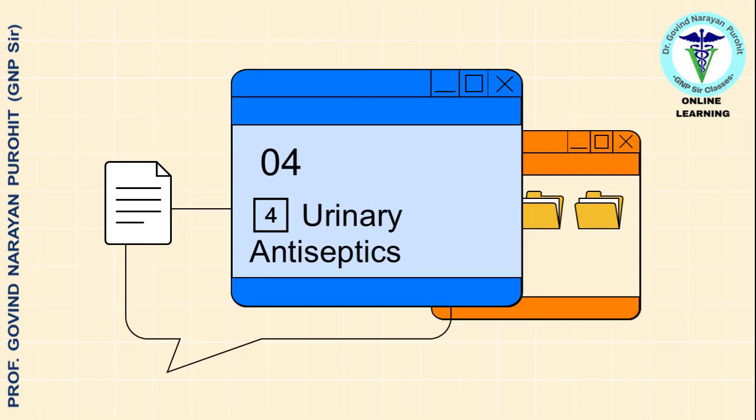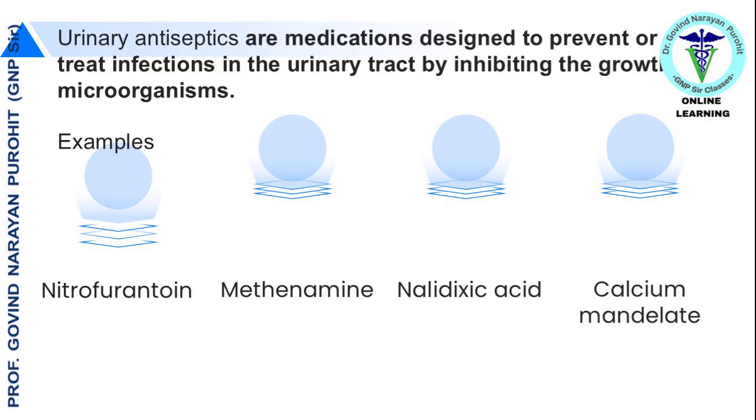4. Urinary antiseptics. Urinary antiseptics are medications designed to prevent or treat infections in the urinary tract by inhibiting the growth of microorganisms. They are used for the treatment of lower urinary tract infections. Examples: nitrofurantoin, methenamine, nalidixic acid, calcium mandelate.